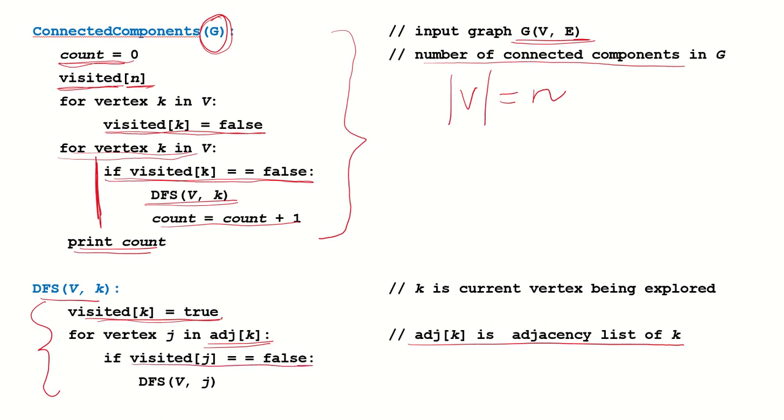That means visited should be false. If the neighbor is unvisited, we are going to recursively call DFS for that vertex. So let's take an example and see how it works.